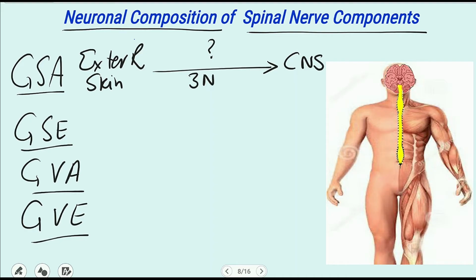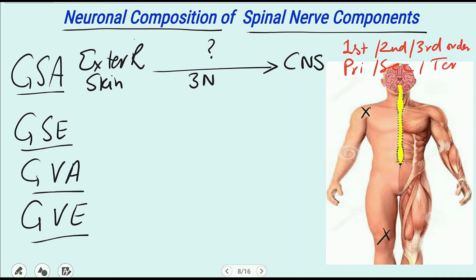Whatever the distance is, whether the sensation is in the lower limb or the upper limb, the number of neurons will be constant for this function, that is 3 neurons. And these 3 neurons are named the first order neuron, second order neuron and third order neuron. These neurons are also named primary, secondary and tertiary neurons.